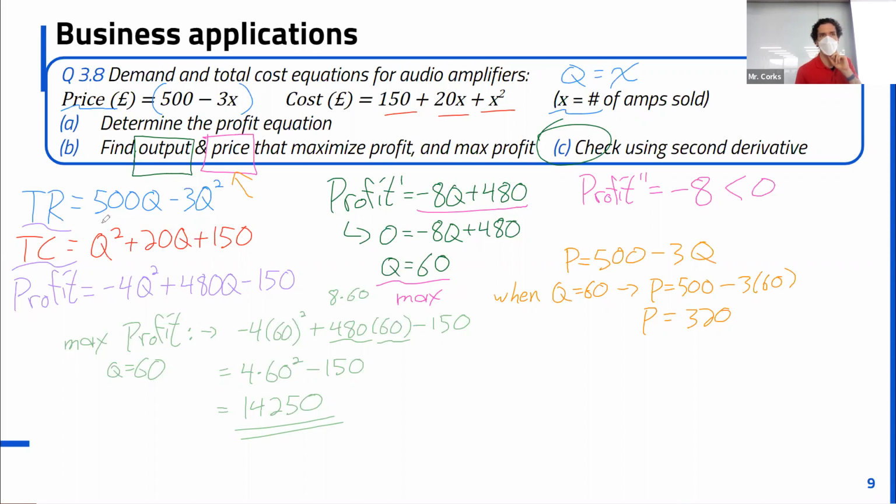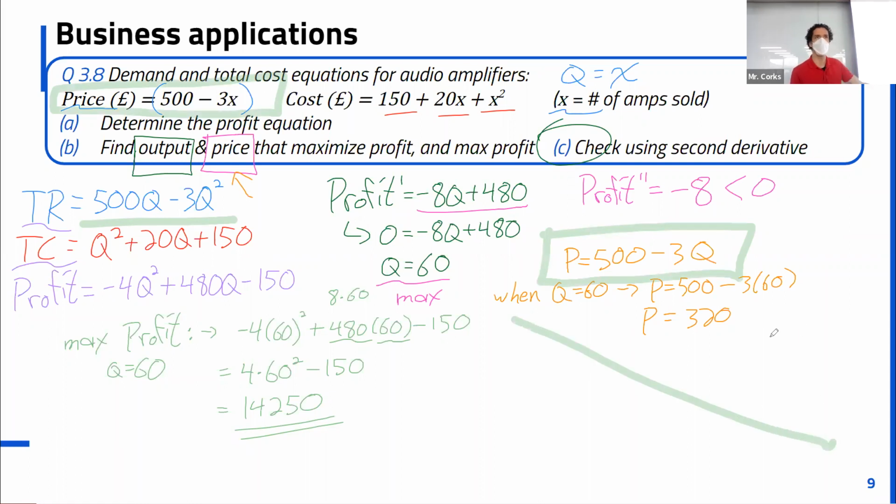Total revenue here. Why is it not 480? This is the demand function. So what we were given here, that's this. This is the relationship between demand and price. If price goes down, we sell more things. If price goes up, we sell fewer things. So this is a demand function, and it's like a linear relationship. If one goes up, the other goes down.